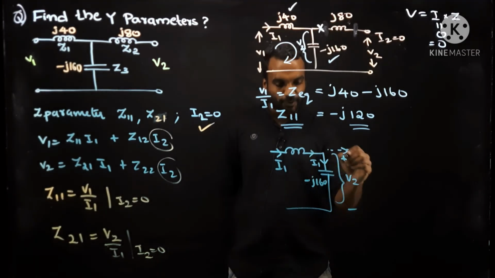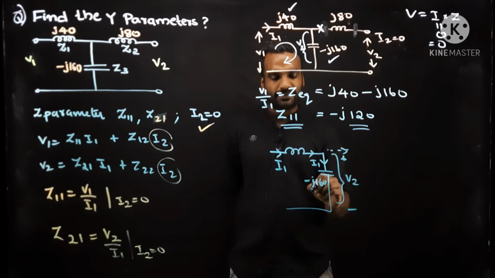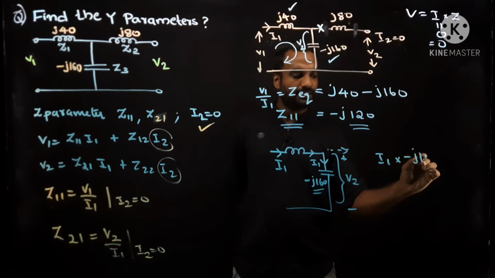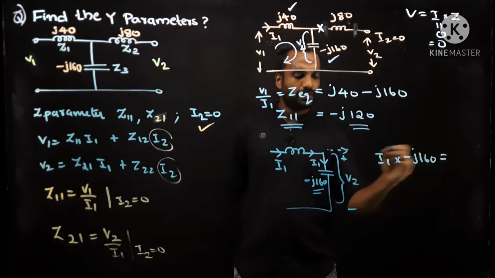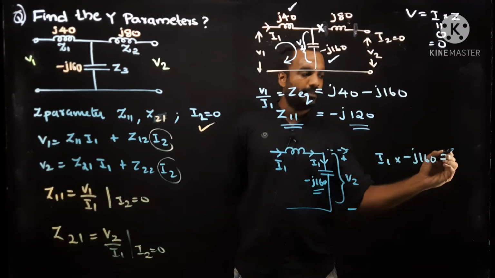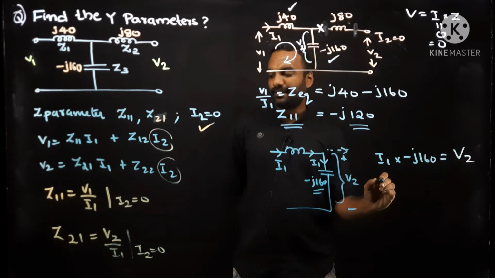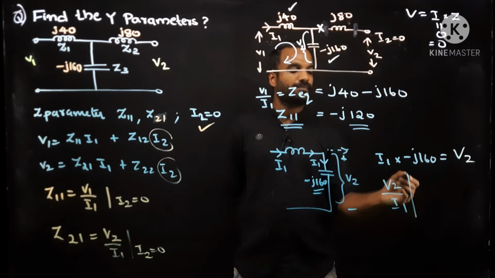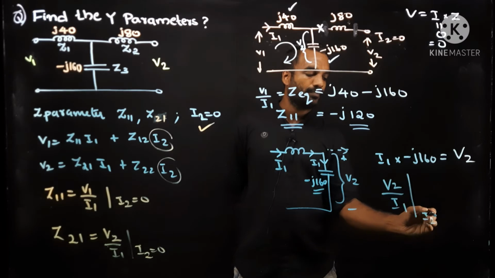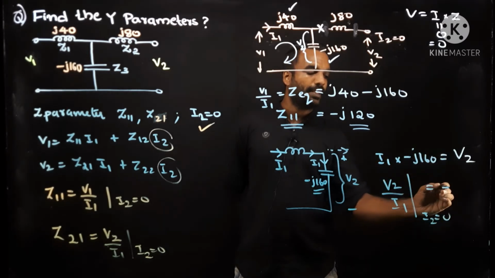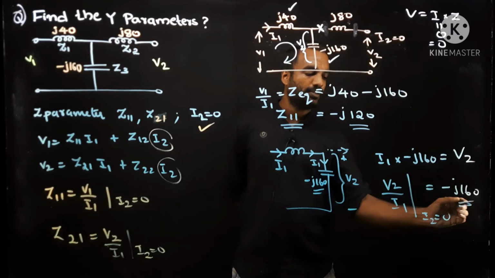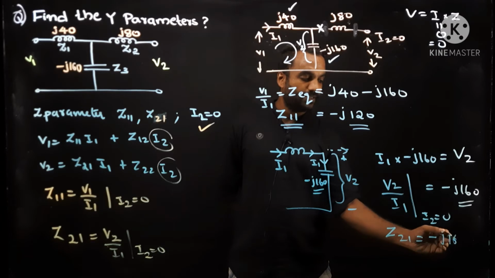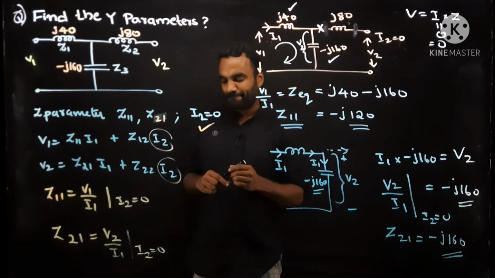So let me write the equation from here. This is voltage, this is current, this is reactance. I1 into minus J160 is equal to the voltage across this component, V2. So V2 by I1, with the condition I2 is equal to 0, is equal to minus J160. So Z21 is equal to minus J160. Is it okay? Okay.